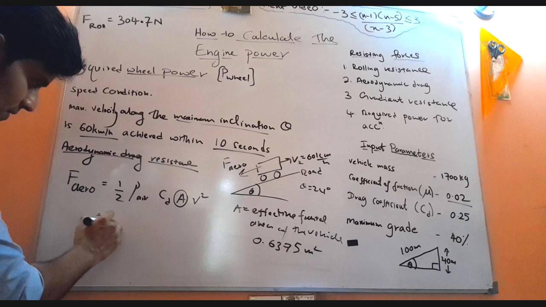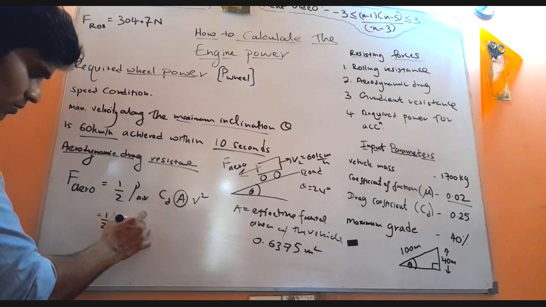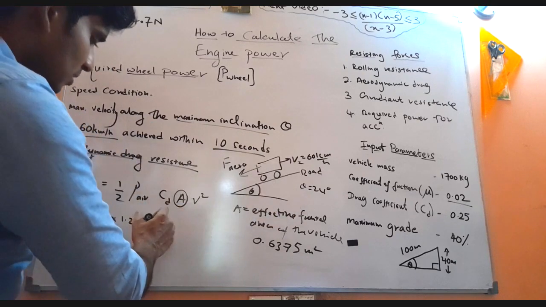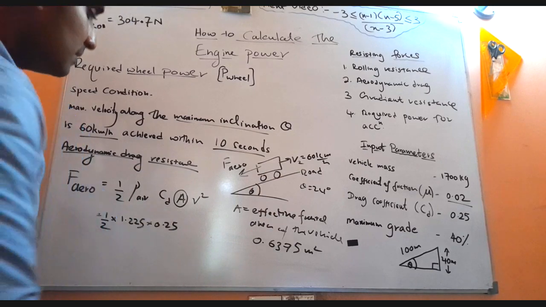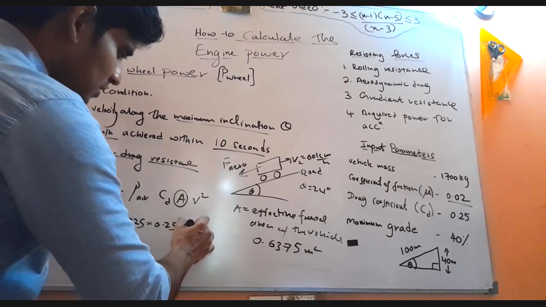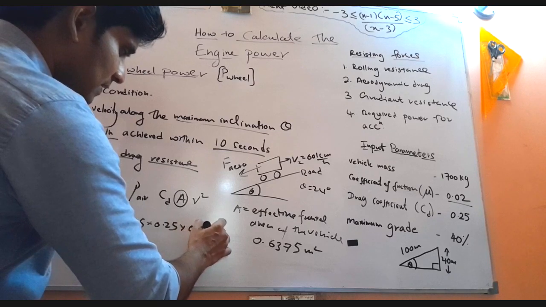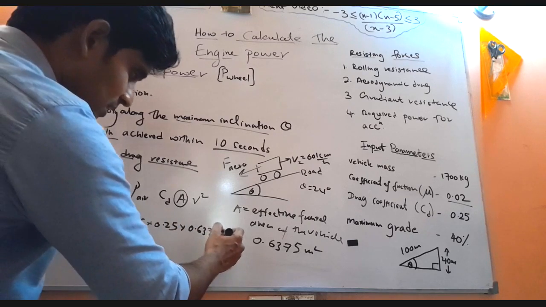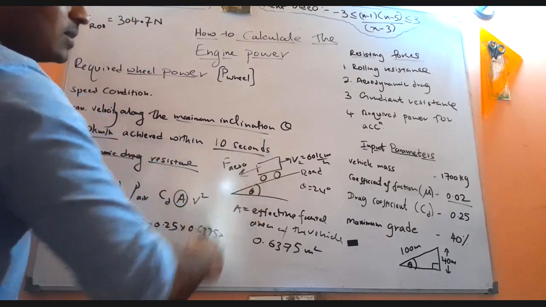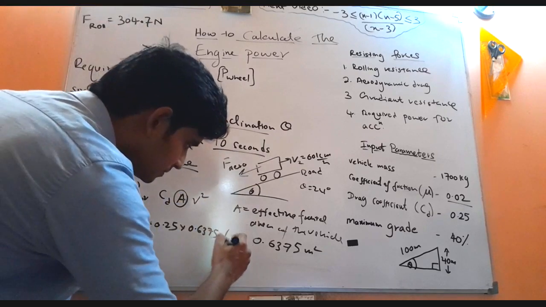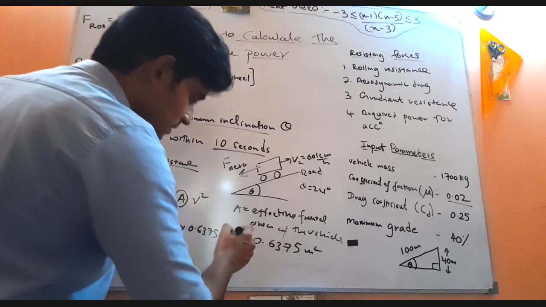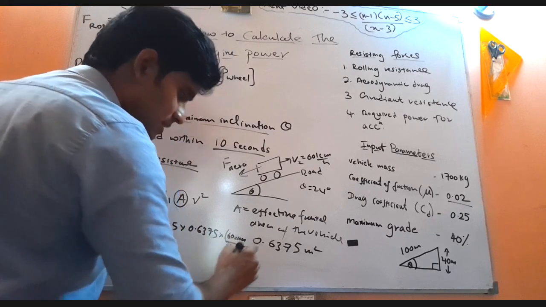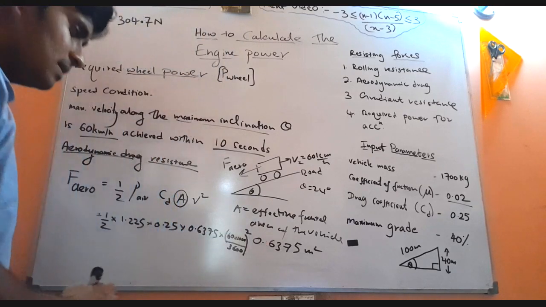What is the answer? Half. What is the density of air? 1.225, right? Okay. What is the coefficient of drag? 0.25. That is given. What is effective frontal area? 0.6375, or in other words, you can round this. Okay, doesn't matter. So what is V squared? Be very careful. 60 kilometers per hour. That means 60 kilometers per hour multiplied by 1000 divided by 3600 seconds. Whole thing square, right?